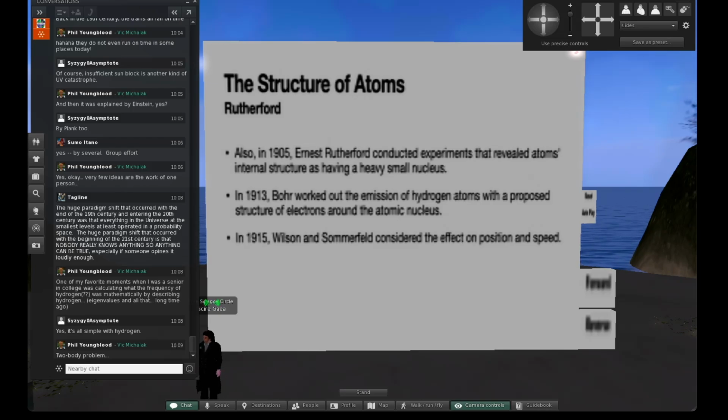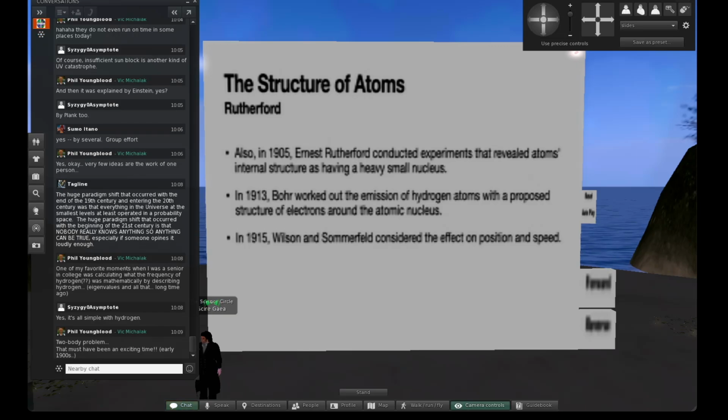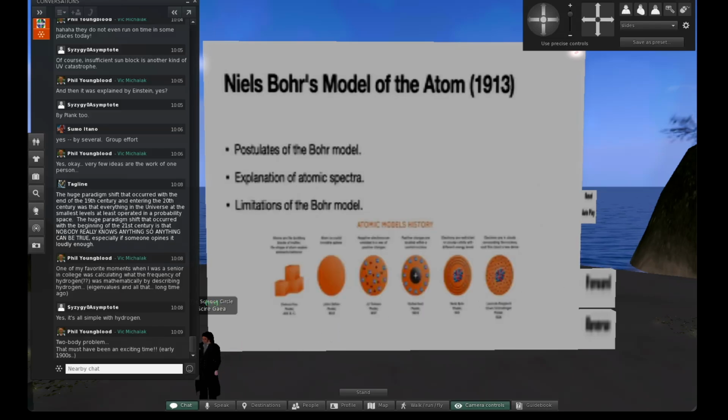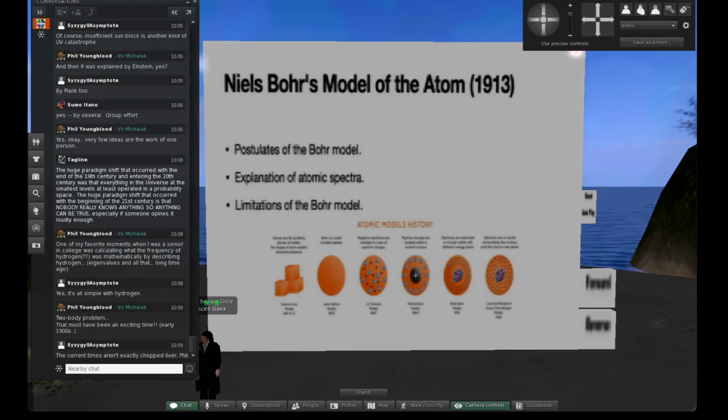In 1915, William Wilson, who was age 40, considered the effect of energy quantization on position and speed. Sommerfeld continued that particular work. Niels Bohr introduced a model of the atom in 1913, which incorporated quantum theory to explain the behavior of electrons in atoms.